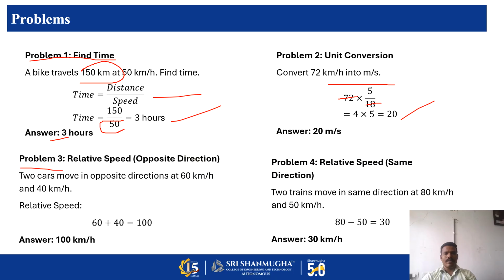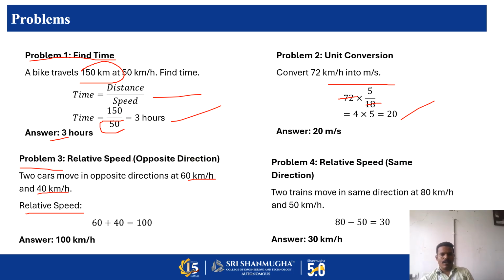Problem number 3, relative speed. We already have two classifications, same direction and opposite direction. Two cars move in opposite directions at 60 km per hour and 40 km per hour. For the opposite direction we add, so 60 plus 40 is 100 km per hour.